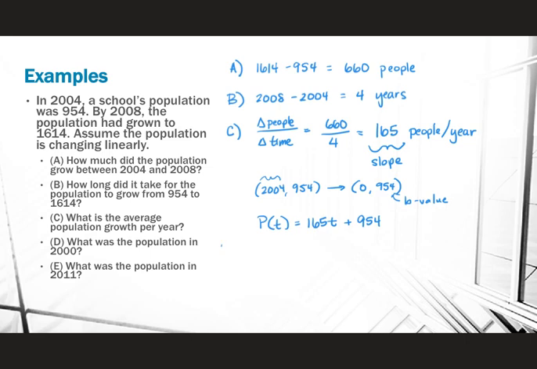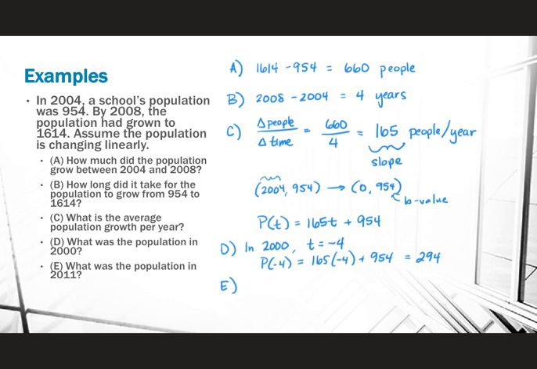Okay, so now that I have a model, I can go to part D. What was the population in 2000? Well, if 2004 is 0, then 2000 was 4 years ago, which means it's a -4. And so we would just plug that in. So P of -4 is going to be 165 times -4 plus 954, which I'm pretty sure is 294, but go ahead and check that in your calculator.